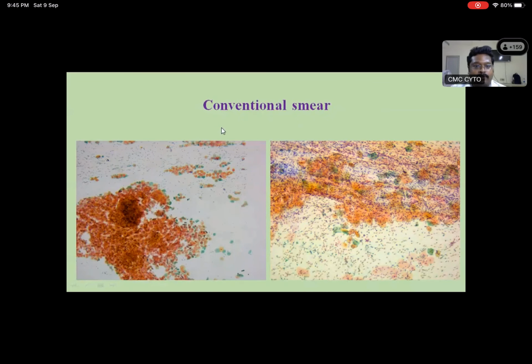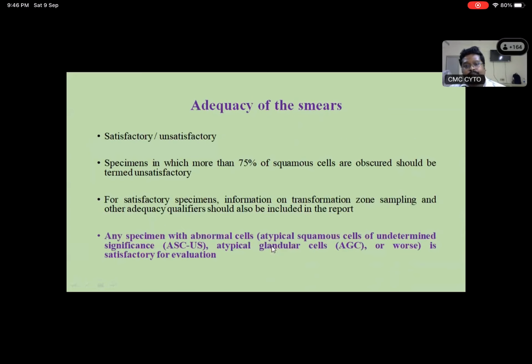So as we already discussed, this is how a conventional smear looks. You can see cells layered on top of each other in clumps, and sometimes the inflammation can be severe so as to obscure the visibility of the squamous cells. So that is one issue we face with conventional smears, and we are forced to look at areas which are more well spread and well visible.